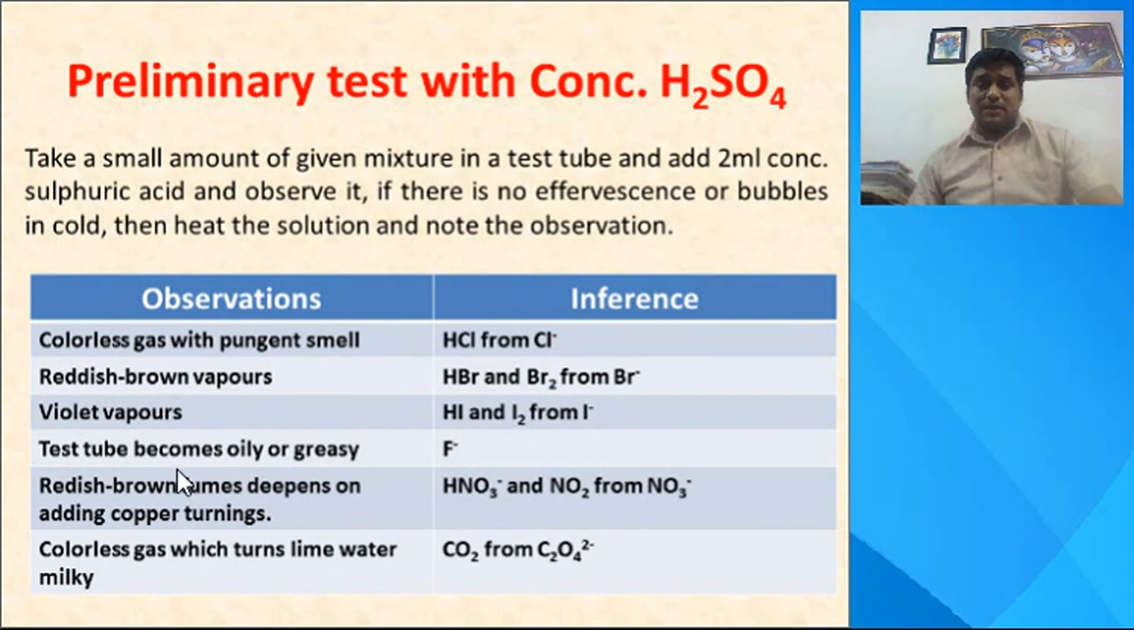If the test tube becomes oily or greasy with concentrated sulfuric acid, then it could be due to fluoride. Reddish brown fumes, which deepen on adding copper turnings, could be due to nitrate. The radical present in the mixture is nitrate, which releases reddish brown fumes that deepen on adding copper turnings. A colorless gas which turns lime water milky could be due to oxalate, carbon dioxide being released from oxalate. When oxalate is treated with concentrated sulfuric acid, it releases carbon dioxide.